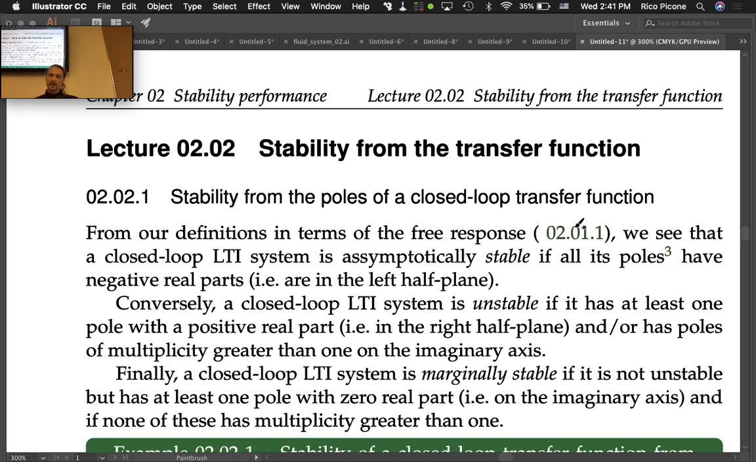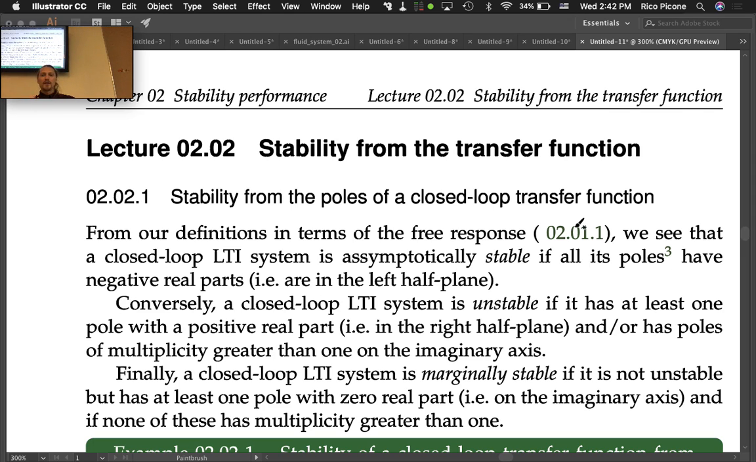Conversely, a closed loop LTI system is unstable if it has at least one pole with a positive real part. In other words, in the right half plane, and or has poles of multiplicity greater than 1 on the imaginary axis, which is sort of an edge case, but we have to keep that in mind. So remember, if there's any pole that has a positive real part, that's going to contribute to an exponential growth instead of decrease in the free response.